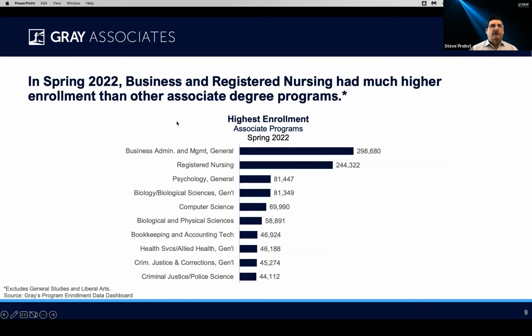At the associate level, again, we've hit on general studies and liberal arts, which is by far the biggest associate's program. Business and registered nursing are both very large, 250,000 completions a year, degrees awarded, and each of them is 3 times the size of the next biggest program. Psychology and biology are both about 80,000 a year. So it's a very steep drop off after the top 2, general studies and liberal arts.